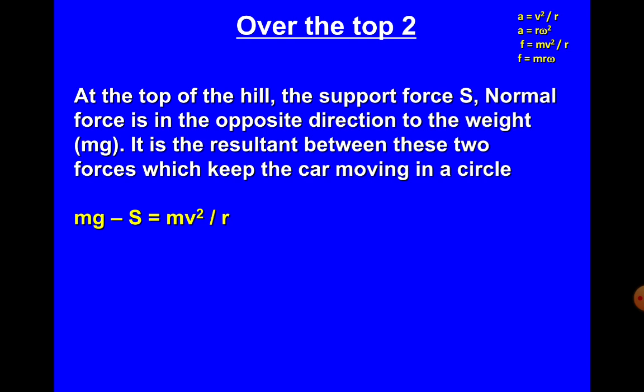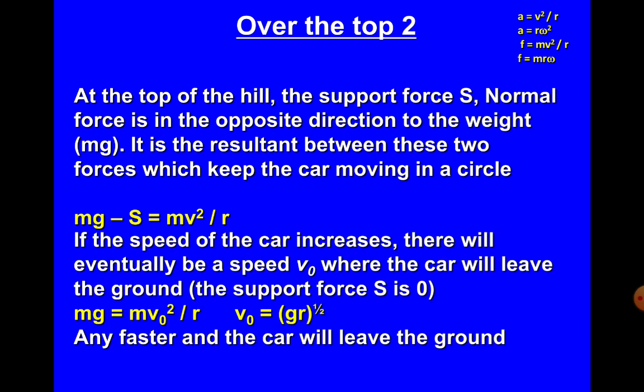So in this case, mg minus S, the support force, is mv² over r. If the speed of the car increases, there will eventually be a speed v0 where the car is leaving the ground. That means there's no support force anymore. That means that the gravitational force of the car equals mv0² divided by r.